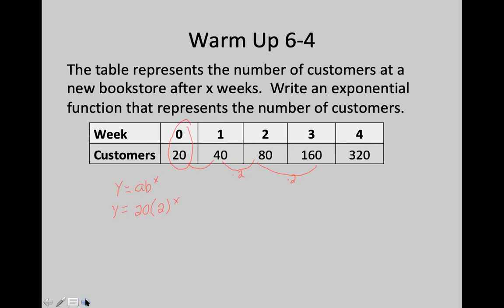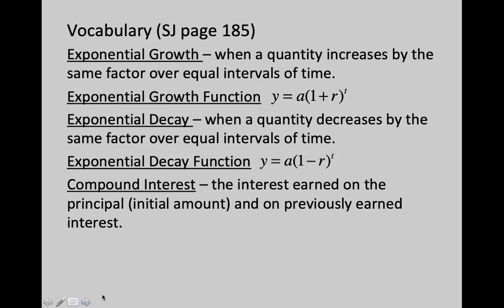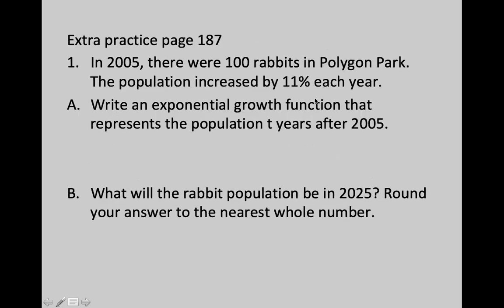All right, let's look at today's content. We have a bunch of vocabulary to write down. The vocabulary terms are on page 185 in your journal. Exponential growth is when a quantity increases by the same factor over equal intervals of time. This is what the growth function looks like. Notice you are adding a rate. This is usually a percent written as a decimal, and it's 1 plus that.